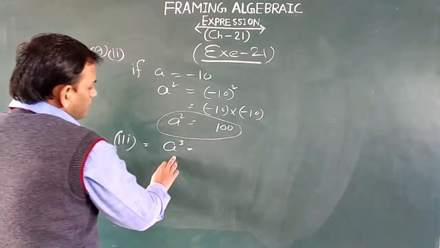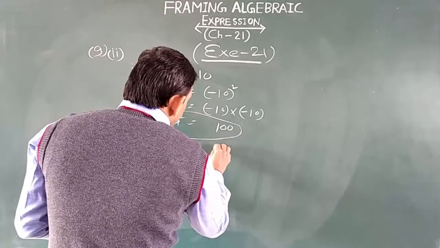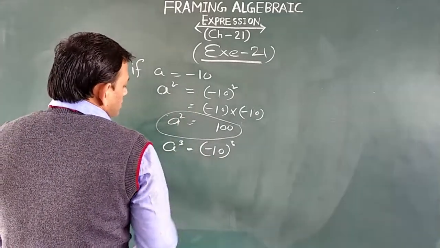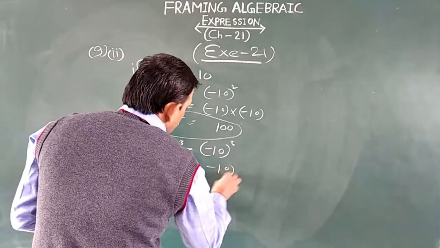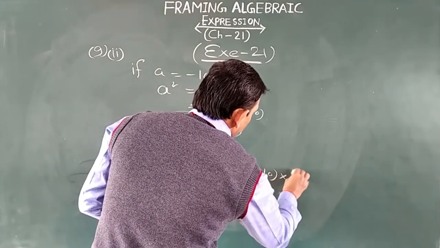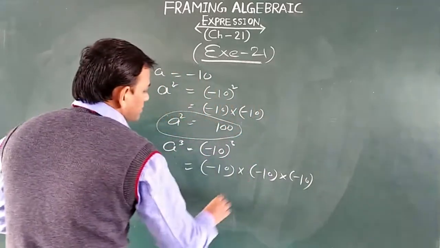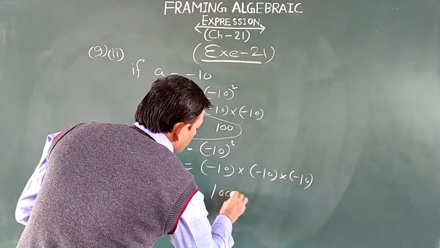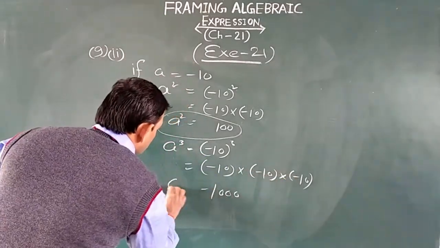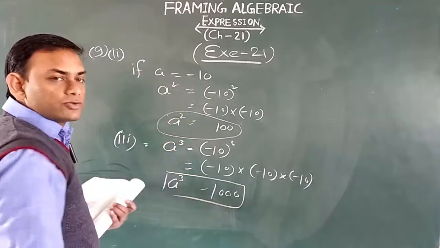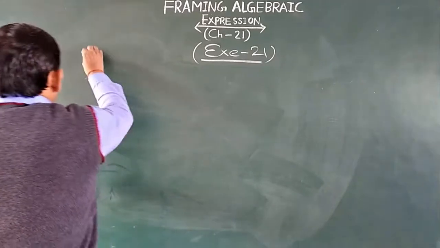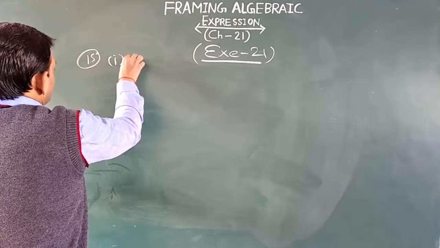Now the third part of this question, a cube. We have to find the value of a cube, means minus 10 cube. We will just put the value of a in that. So here we have to multiply the 10 3 times. Minus 10 into minus 10 into minus 10. So it will be the 1000. 10 into 10 into 10, 1000. Okay, and minus into minus plus, and plus into minus minus. So the value of a cube is minus 1000. Okay. Now I am just going to tell you the question number 15. I will tell you the first part of this question.